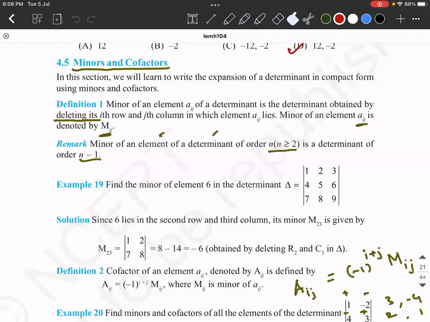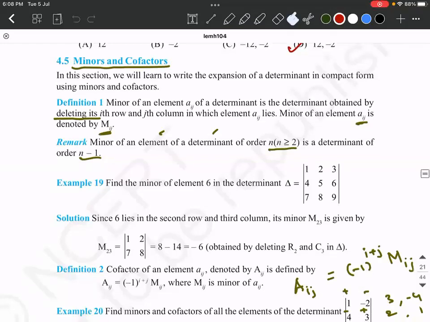Right. So we discussed minors and cofactors. When you want to define minors, let's try to recollect it. If you want the minor of an element, minor can be defined only for matrices whose order is greater than or equal to 2, right? If that is the case, then what is the minor that is obtained for a particular element?